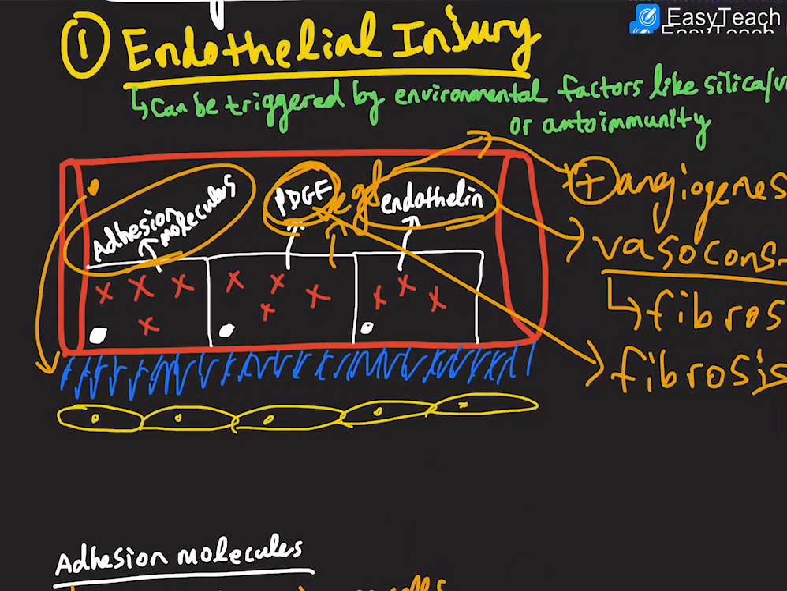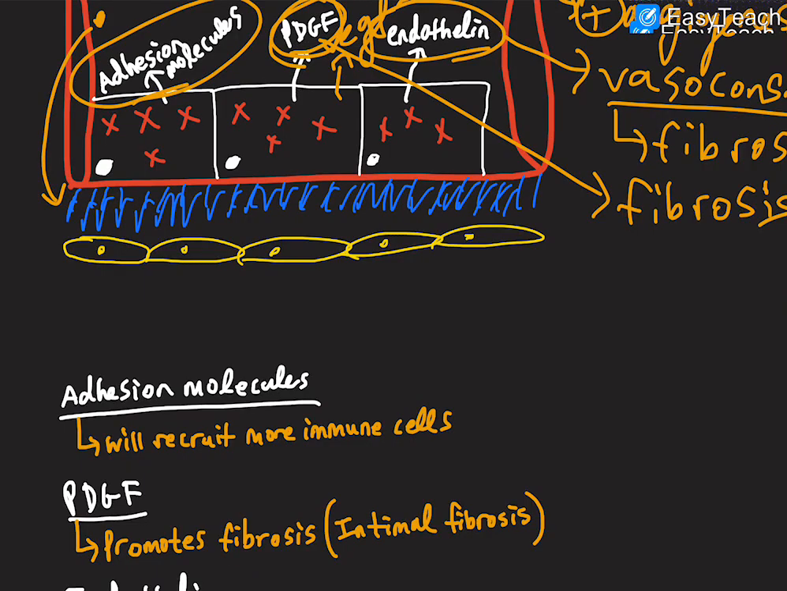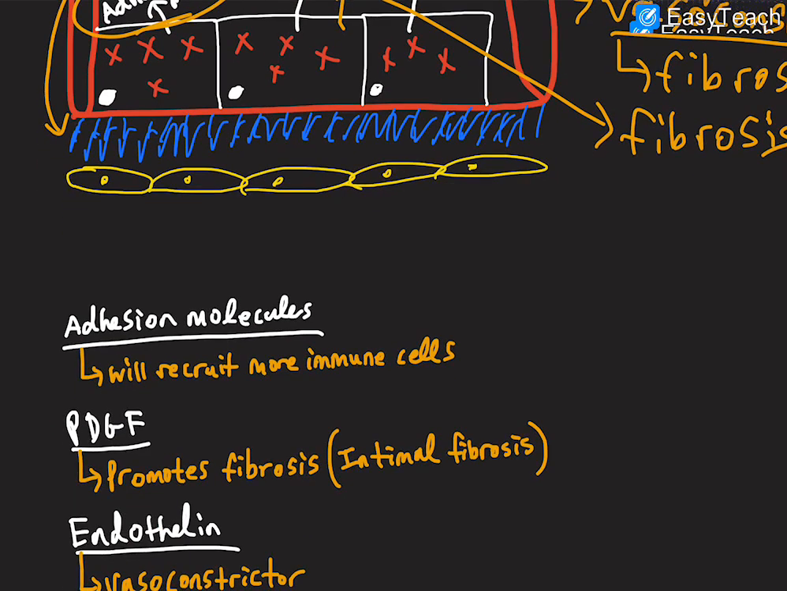So let's just remember the first step, endothelial injury, due to whatever reason, maybe environmental factors like silica, viruses, toxins, oxidative stress. Anything that will injure the endothelial cells can lead to the release of certain molecules, like endothelin, VEGF, platelet-derived growth factor, and adhesion molecules. So first step: endothelial injury, and release of certain molecules from your endothelial cells. Adhesion molecules recruit more immune cells, like VCAMs and ICAMs.